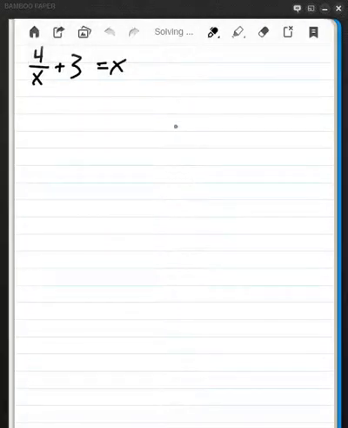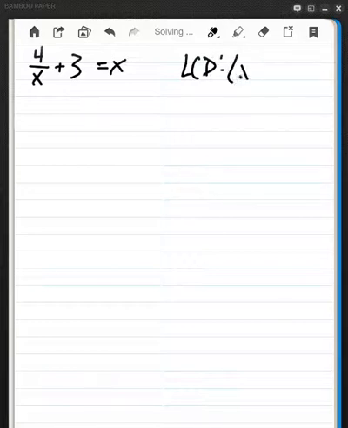We have a rational equation, 4 divided by x plus 3 is equal to x. So let's clear out by multiplying by our LCD. Our LCD in this case, well, we only have one fraction and the denominator is x, so we're going to multiply everything by x. If I multiply this by x, I get 4x over x, which would reduce to just 4. If I multiply 3 by x, I'm going to get 3x. And if I multiply x by x, I get x squared.